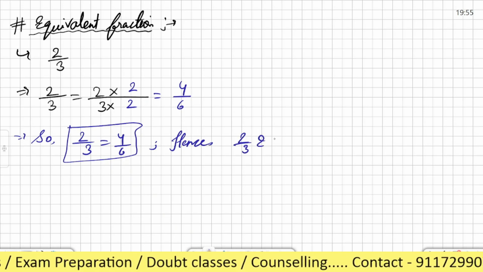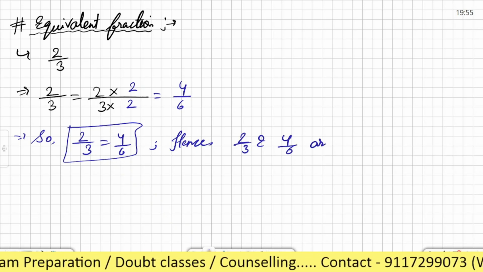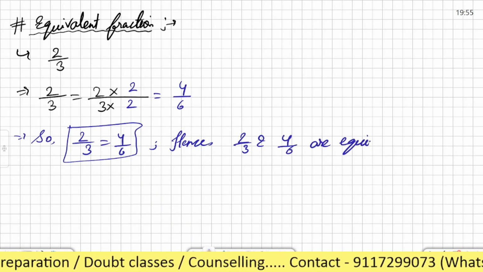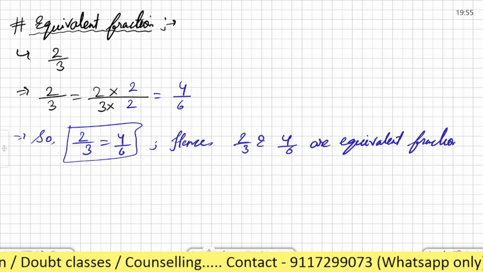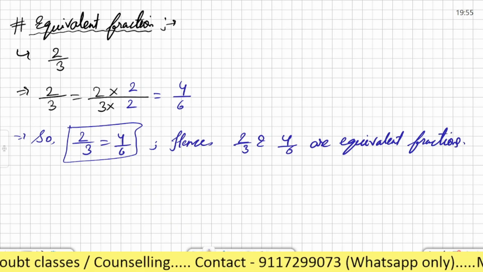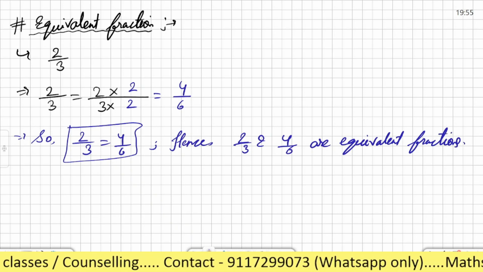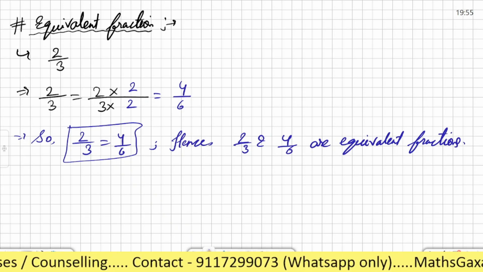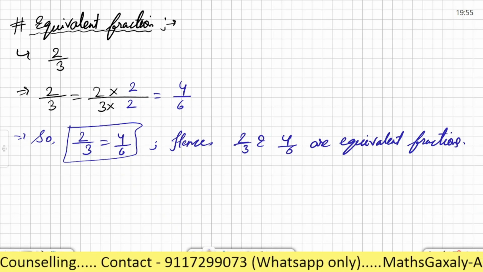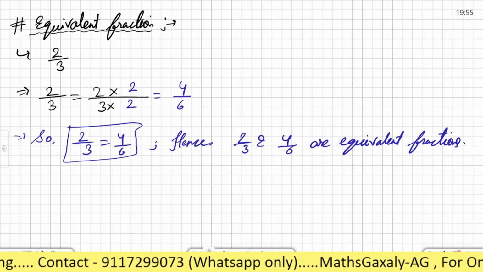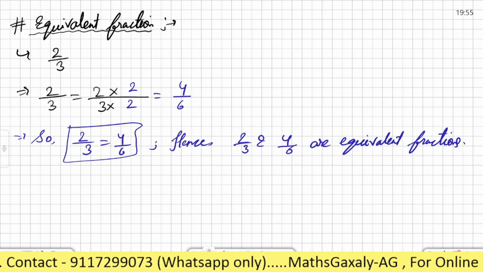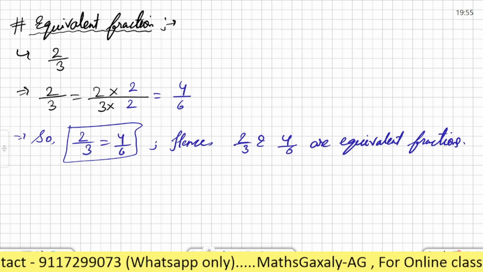Hence 2 by 3 and 4 by 6 are equivalent fractions. Is it clear? Like this you can find many equivalent fractions for 2 by 3. Is it clear? So whenever you find the equivalent fraction, you have to do it step by step, same like this. Is it clear now, or any doubt?